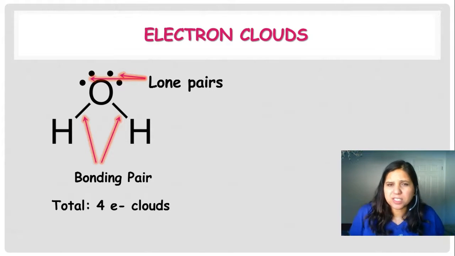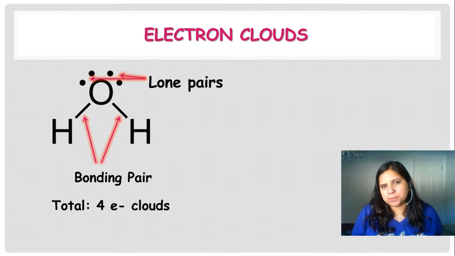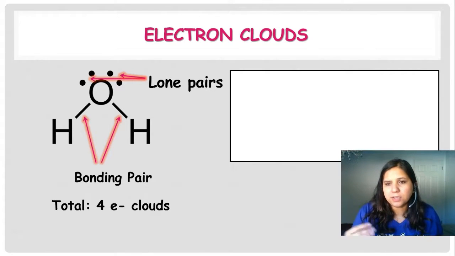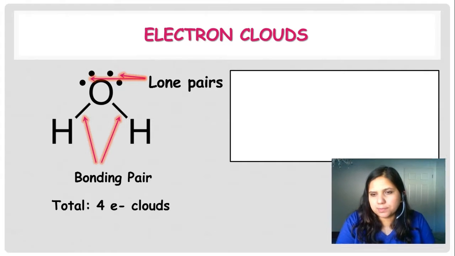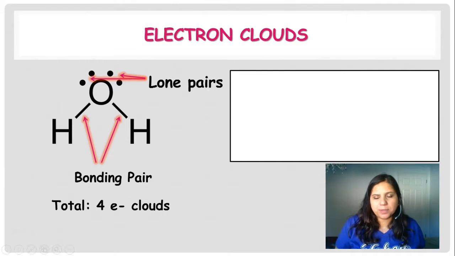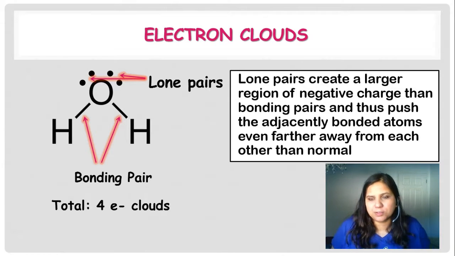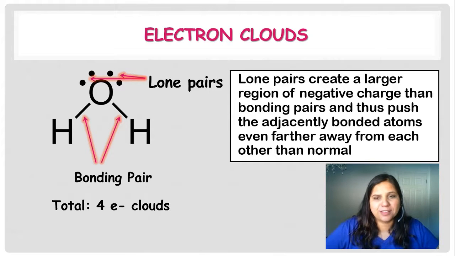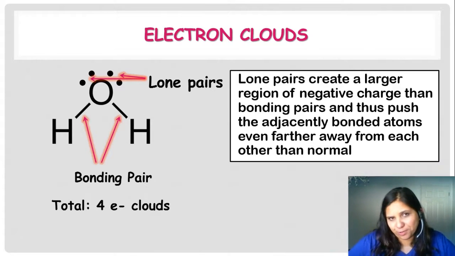One thing we need to note, and I'll show you some examples with that in a moment, is that if you have lone pairs, because lone pairs are so negative, they are better pushers. They push bonding pairs away from each other. So we'll write that. It says lone pairs create a larger region of negative charge than bonding pairs and thus push adjacently bonded atoms even farther away from each other than normal.